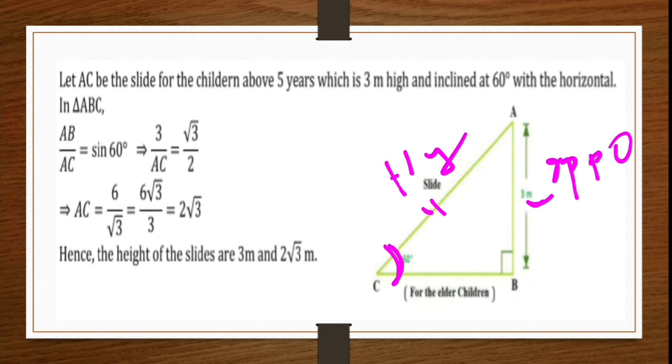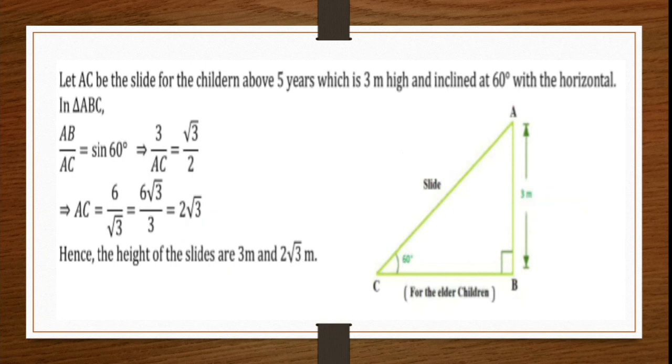So again you can use sin 60 degree is equal to AB by AC. In place of AB now it will be 3. So again you can find the value of AC, which is 2 root 3. That means for the elder children the length of the slide will be 2 root 3 meter. Okay, so this is for the junior children and this is for the elder children. In this way you have to solve this question.